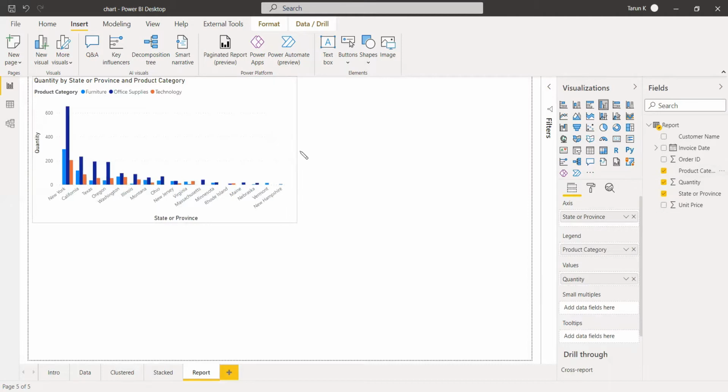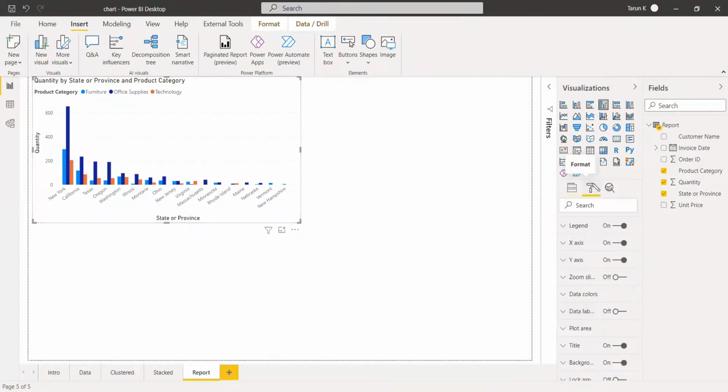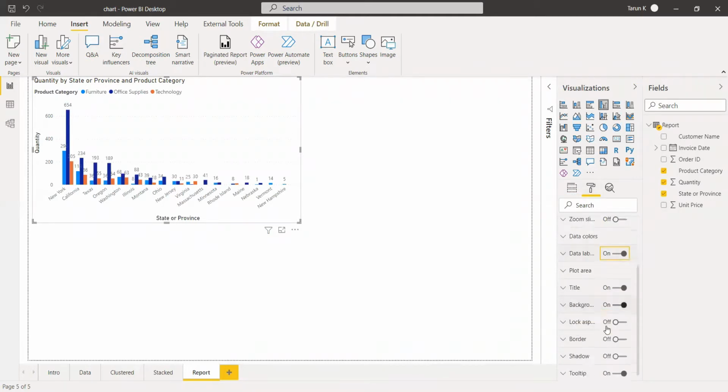We have the product category, and in this product category, we can see which is having the highest product category, that is in New York. That is also office supplies, and that is in New York. And some are not having any subcategory. All this we can see in clustered chart. If you enable the data labels, you can see the value also with respect to that.